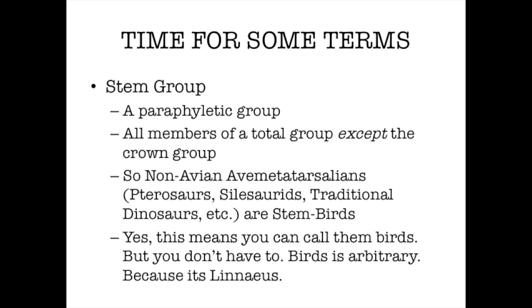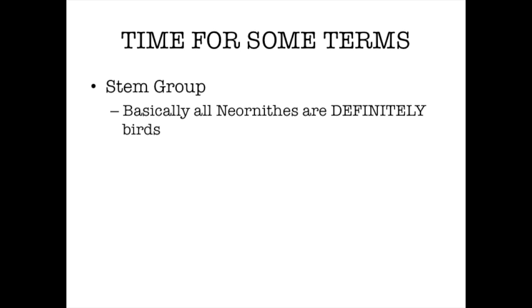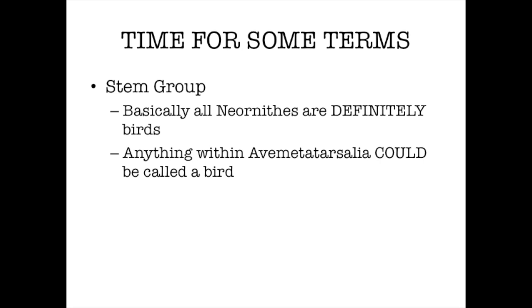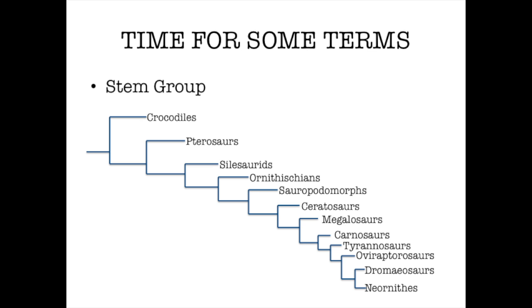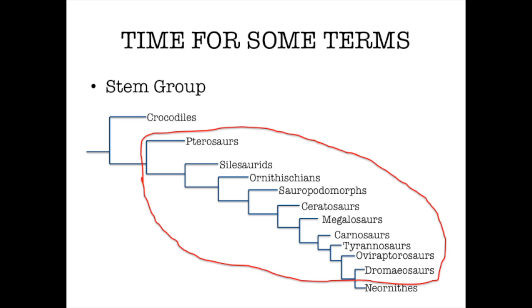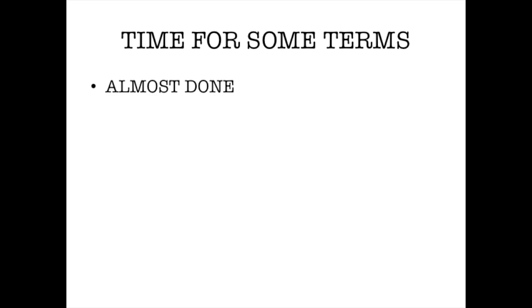Birds is arbitrary. Birds is Linnaeus. Basically, all Neornithes are definitely birds. Anything within Avimetatarsalia could be a bird, and what you decide is a bird or not is up to you because it's arbitrary. Yay, Linnaeus! Now you understand the "what are birds" problem from a cladistic perspective. You're welcome. So in our lovely cladogram here, stem aves are all of these things, the extinct members of pan aves. Don't worry guys, we're almost done.